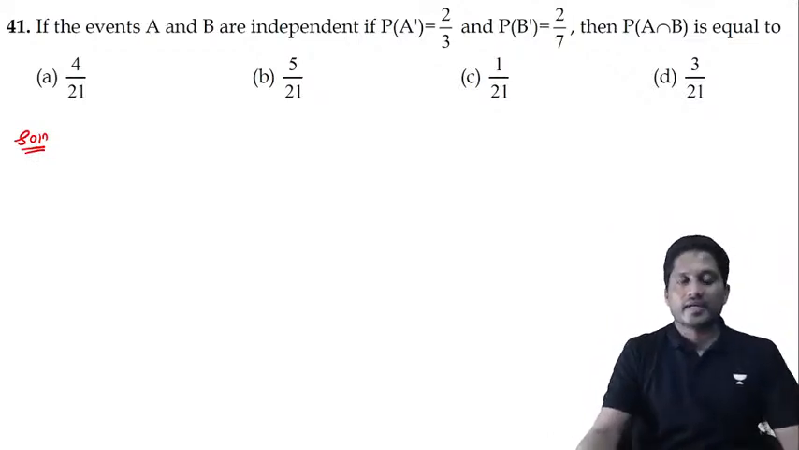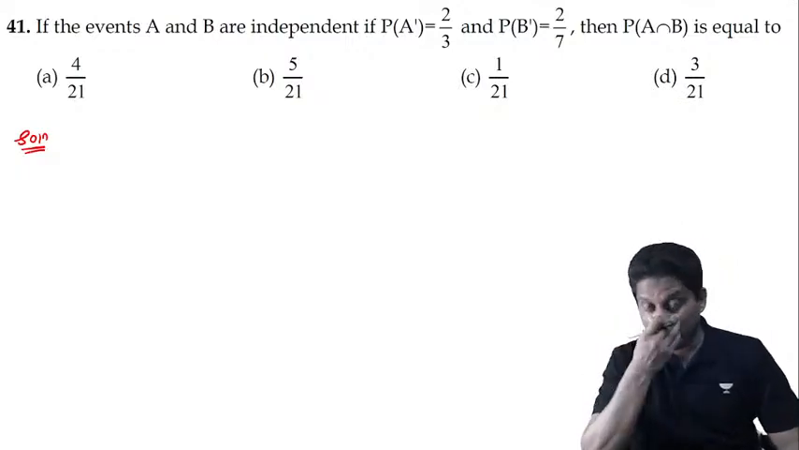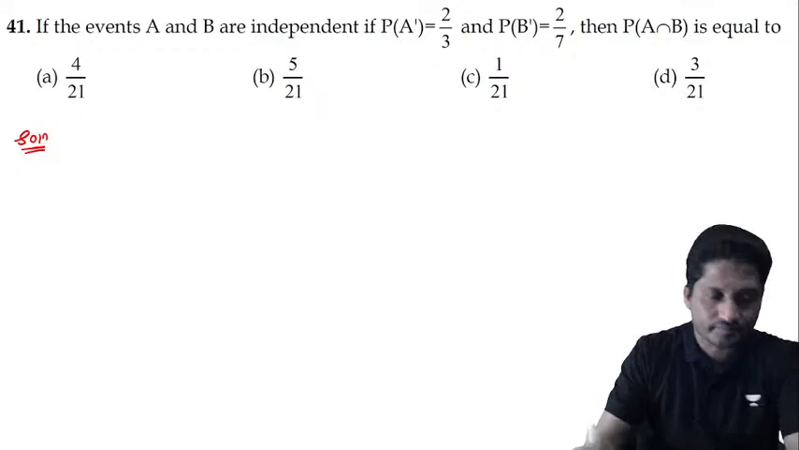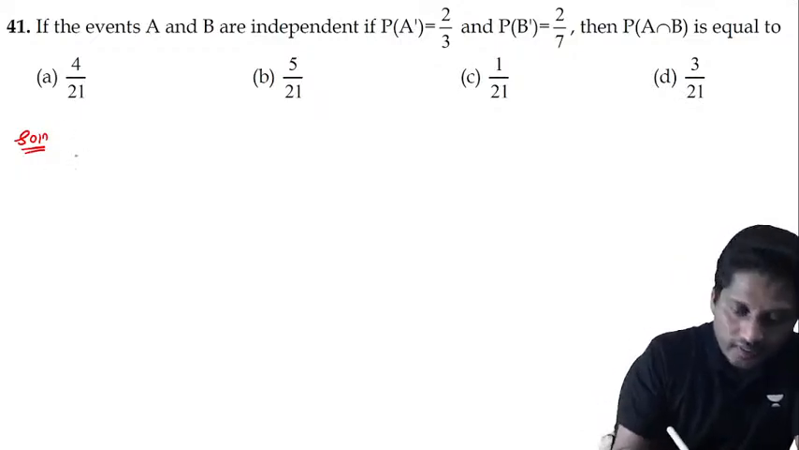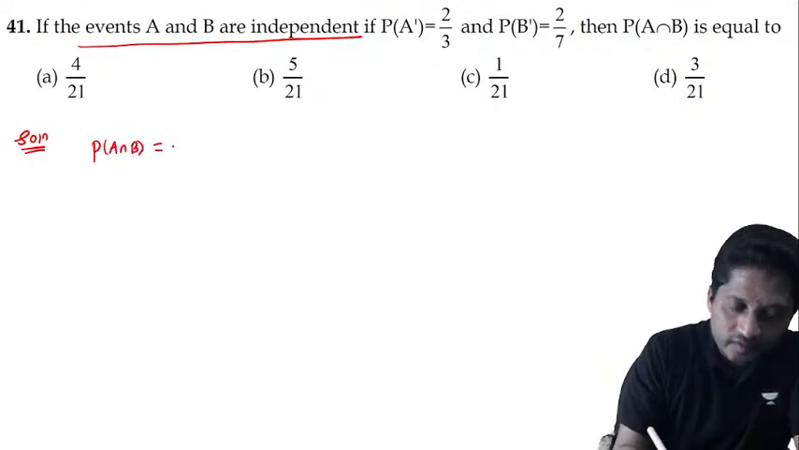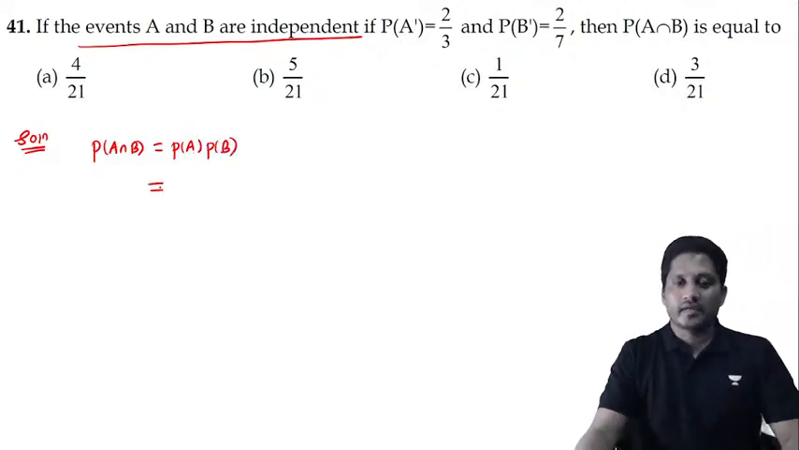If the events A and B are independent, P of A dash is 2 by 3, P of B dash is 2 by 7, then what is P of A intersection B? Since A and B are independent, I can write P of A intersection B is equal to P of A into P of B. It's already mentioned that A and B are independent.